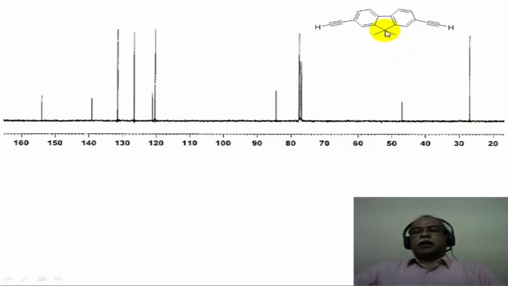The quaternary carbon, which is an aliphatic carbon, comes in this region of 45 or so. In carbon-13 spectroscopy, the more substituted the carbon is, the higher will be the delta value, and therefore this quaternary carbon comes here, and the methyl carbons, which are terminal carbons, come at a lower delta value.